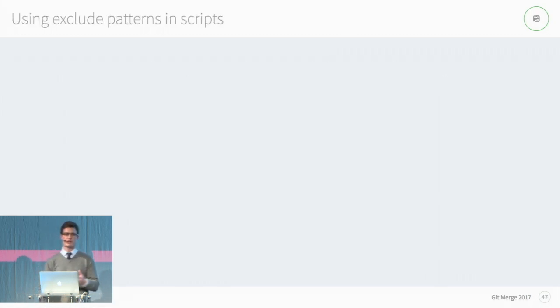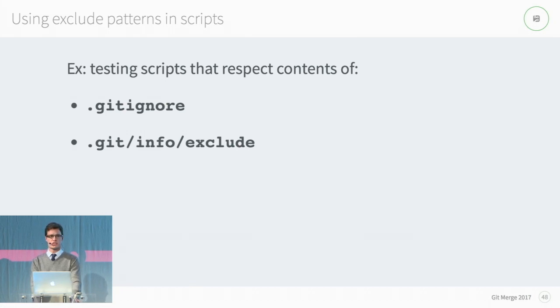The next thing I wanted to cover is using exclude patterns in scripts. So what do I mean by exclude patterns? I mean the kinds of things that are going to show up in your .gitignore files or just .git/info/exclude. And in case anybody's not sure what the difference between those two is, gitignore files are typically tracked as part of the repository, so they go in your commit history and so forth. .git/info/exclude is a place that lives just locally.